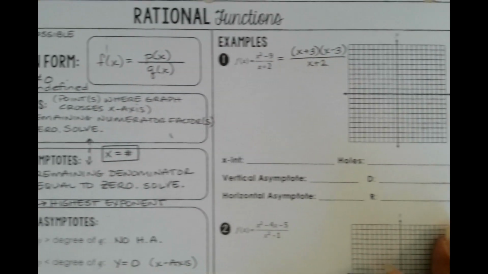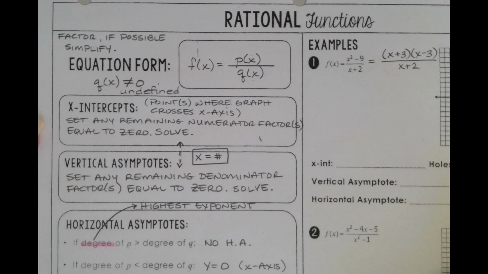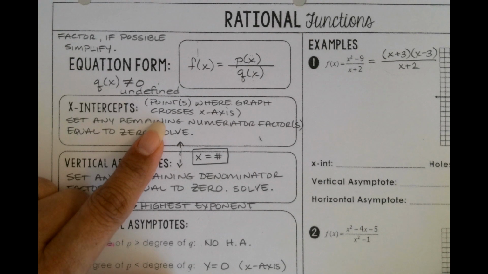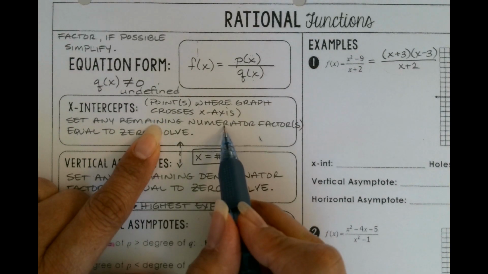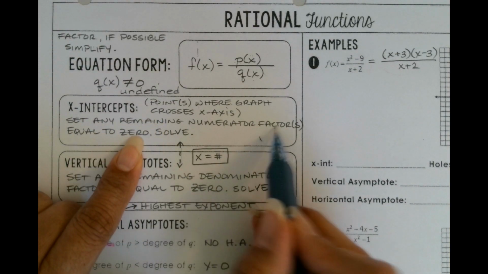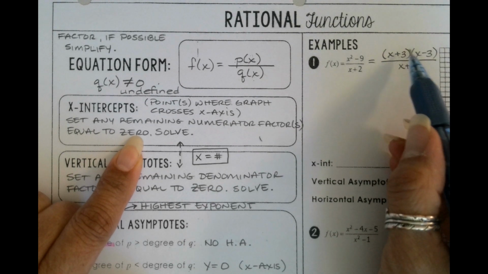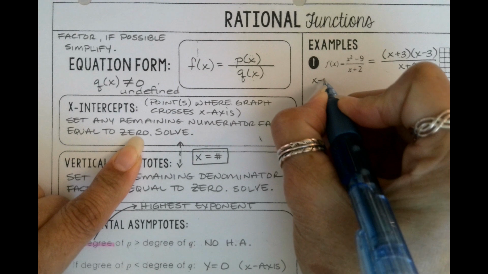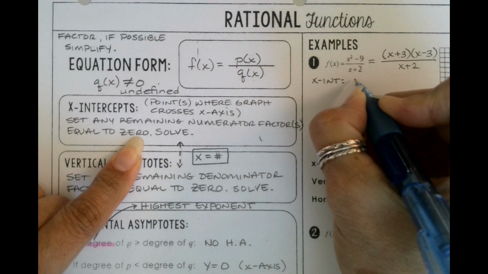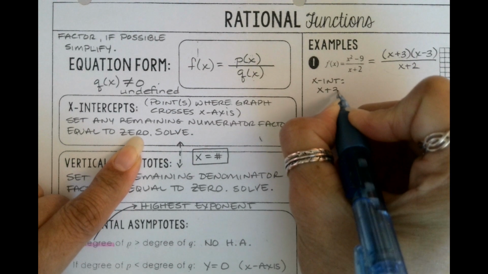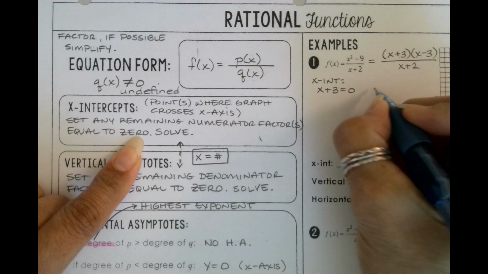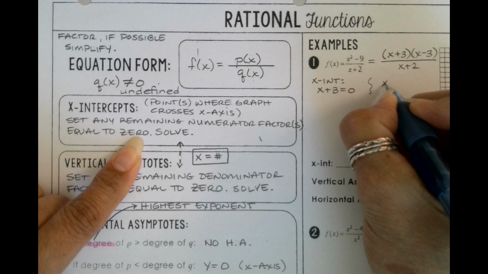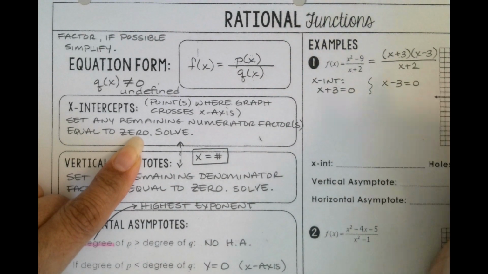X-intercept says, if we move it over here to the left, that you are supposed to take any remaining numerator factors and set them equal to 0. My remaining numerator factors are both of these. So in solving for x-intercepts, I take the remaining factor x plus 3, set it equal to 0, and I take the x minus 3 and set it equal to 0.